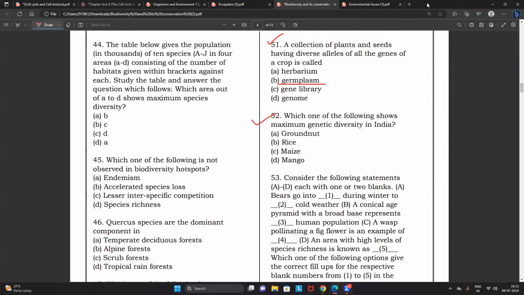Quickly answer question number 52. Everyone, come on, be patient. Don't lose the curiosity. Question number 52. Which one of the following shows maximum genetic diversity? Means in which plants you have more varieties? Everyone quickly. Where can we find more varieties? Yeah, what about others? Very good. So rice is the one which has the more varieties.